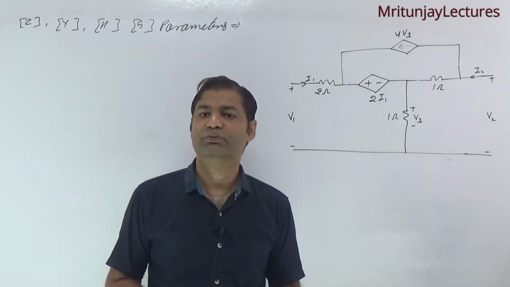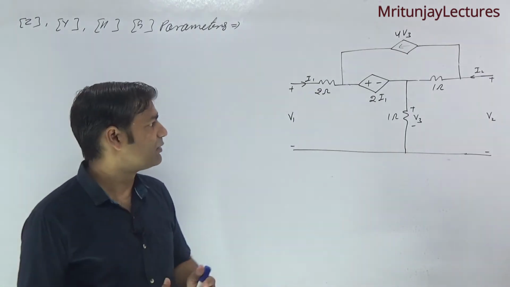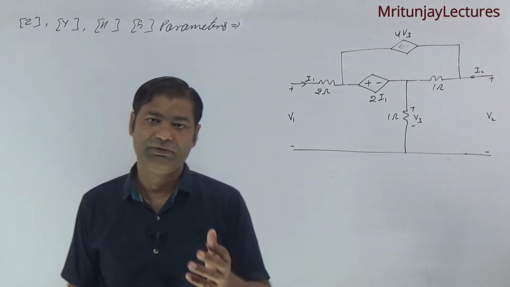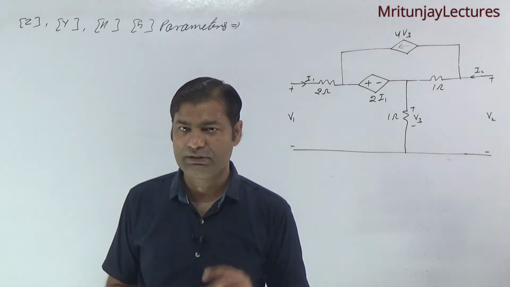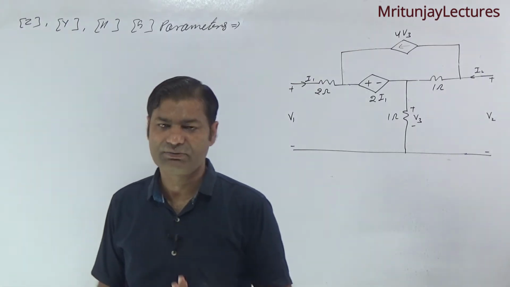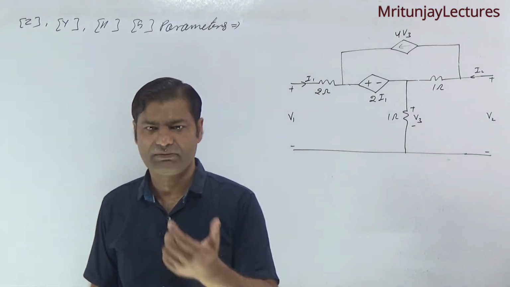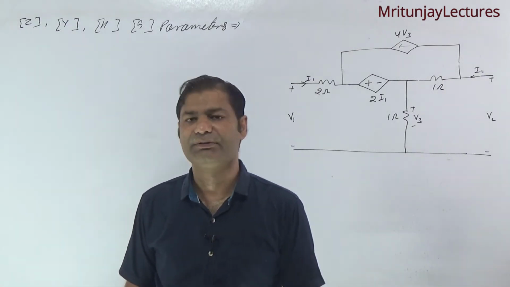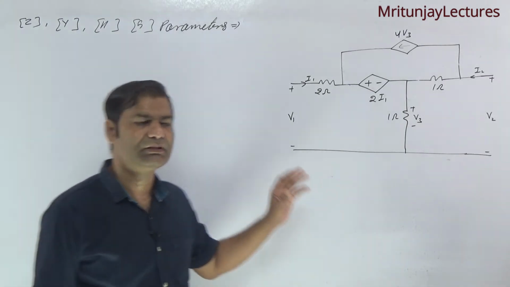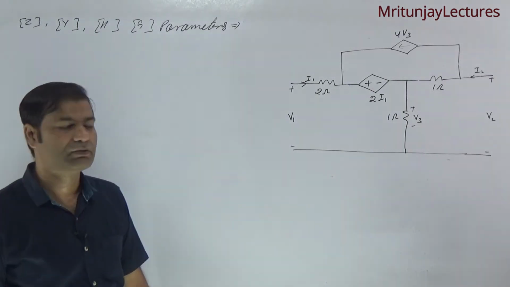First of all, convert it to two equations. This circuit corresponds to two equations in terms of V1, V2, I1, I2. Like V1 in terms of I1, I2, and V2 in terms of V1, I1. After that, convert corresponding to this one.